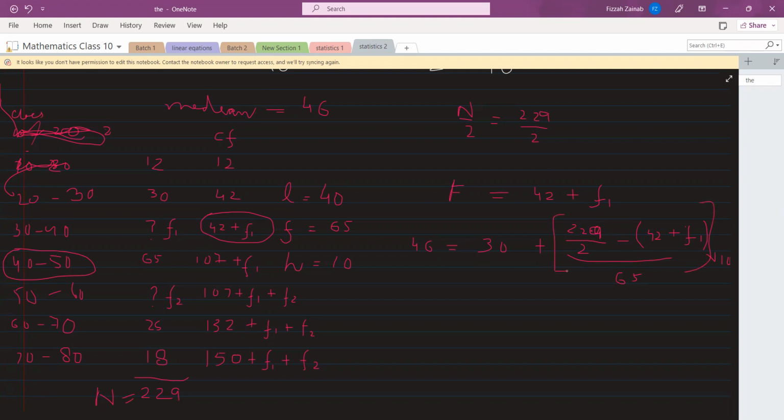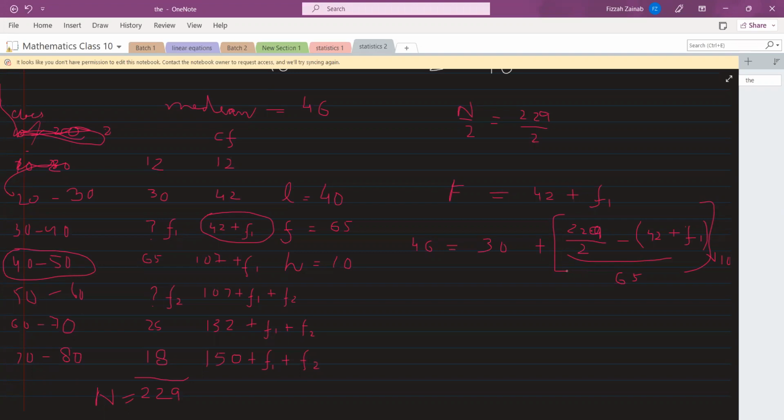Now can you just solve it and tell me how much is F1 equal to from here? Okay, ma'am. Now please everyone solve it and tell me the value of F1. You can tell me in fraction or in decimal, whichever way you want.